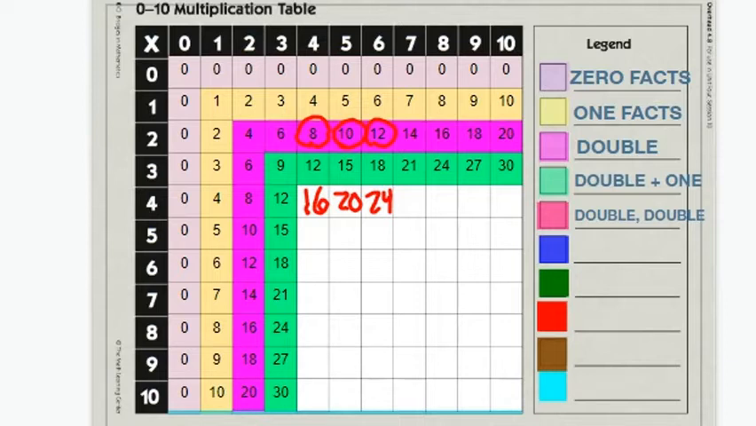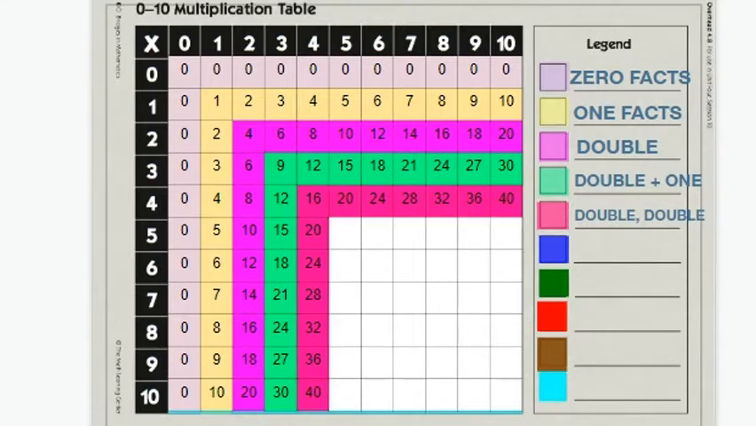See if you can complete the chart on your own using the double, double strategy. So continuing the double-double strategy, your chart should end up looking like this. 16, 20, 24, 28, 32, 36, and 40. And the same numbers going down.